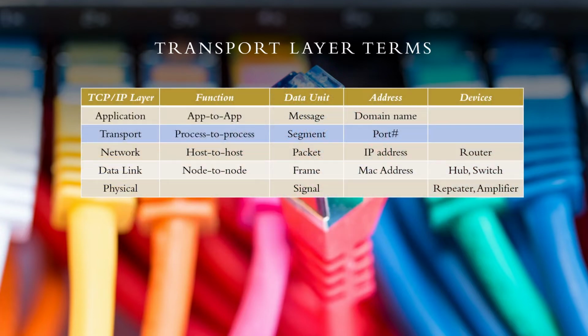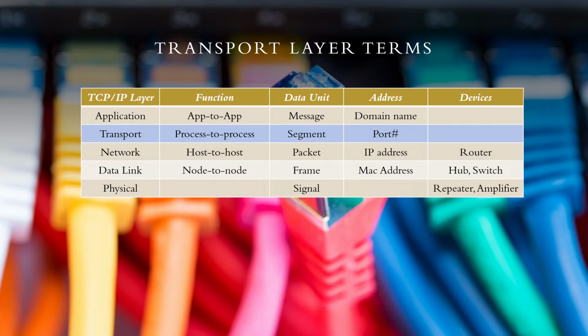There are various terms to refer to network devices, information units, and addresses in the TCP/IP layers. This table summarizes TCP/IP layers and their associated terms. As shown here, the transport layer's function is to connect processes. Process refers to an active application that is consuming computers' resources such as CPU time, memory space, as well as network bandwidth.